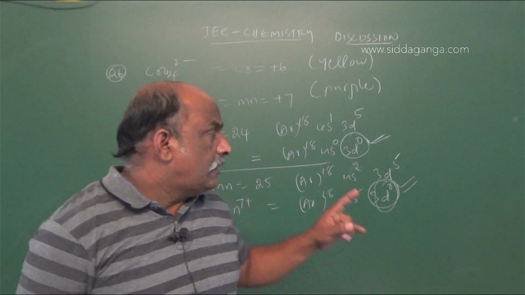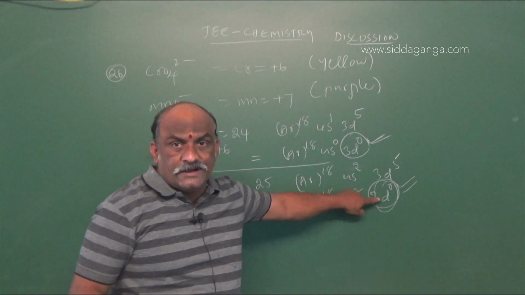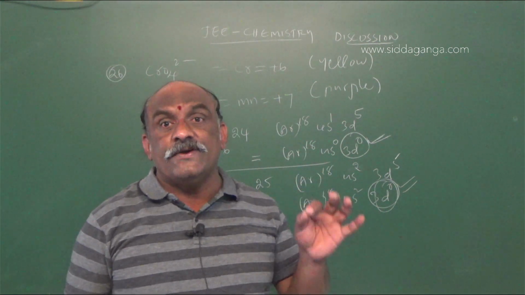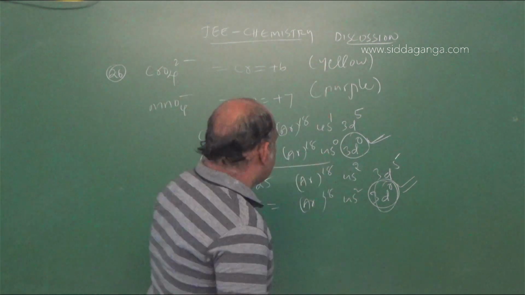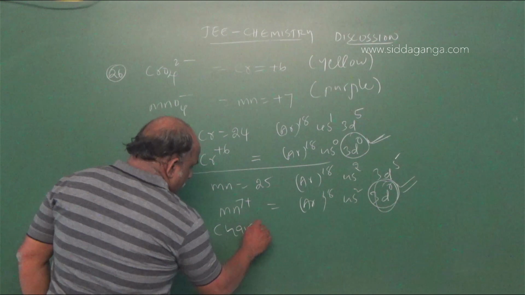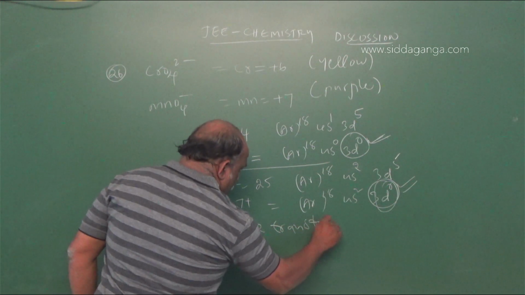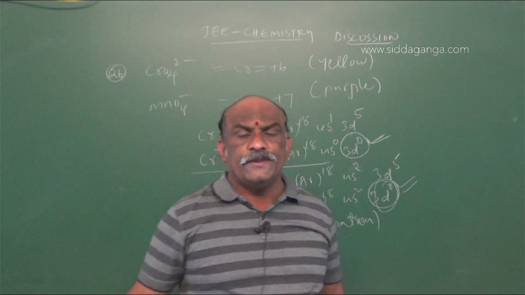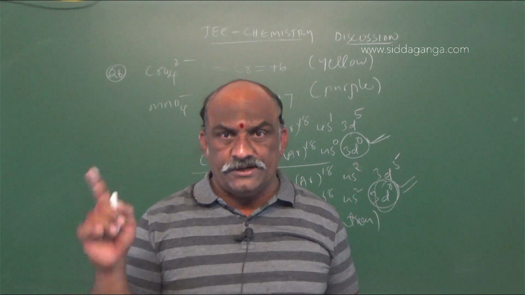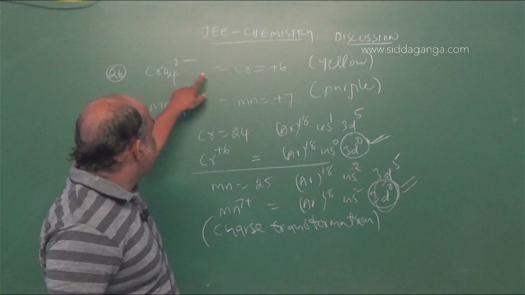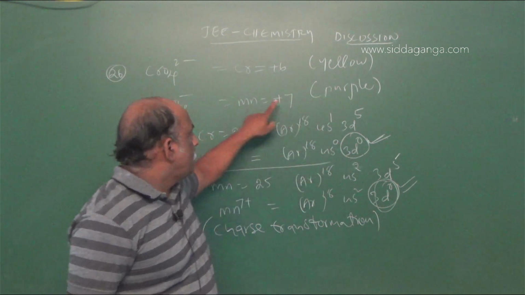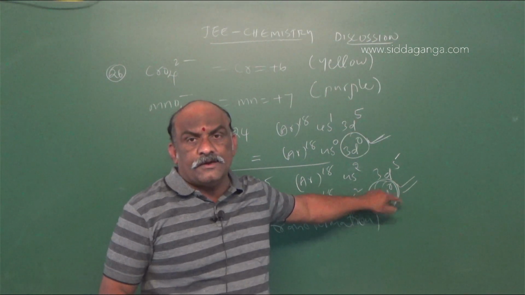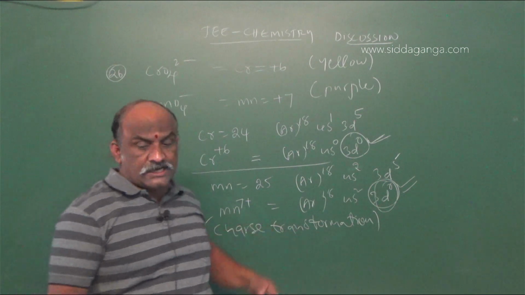So what will be the reason? Some d0 configurations also exhibit color. Exceptional cases are explained by the phenomenon known as charge transfer. If any one d electron is present, it is dd transition. But here, both Cr6 plus d0 configuration and Mn7 plus d0 configuration can be explained by the phenomenon known as charge transfer.